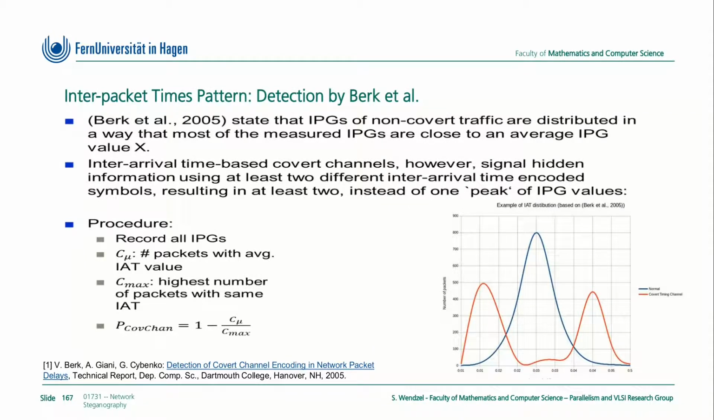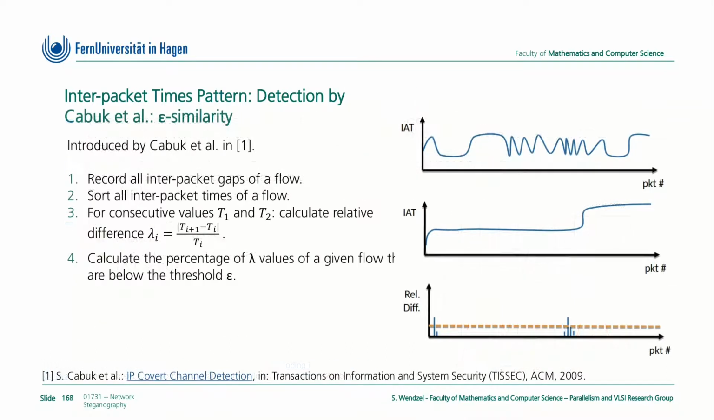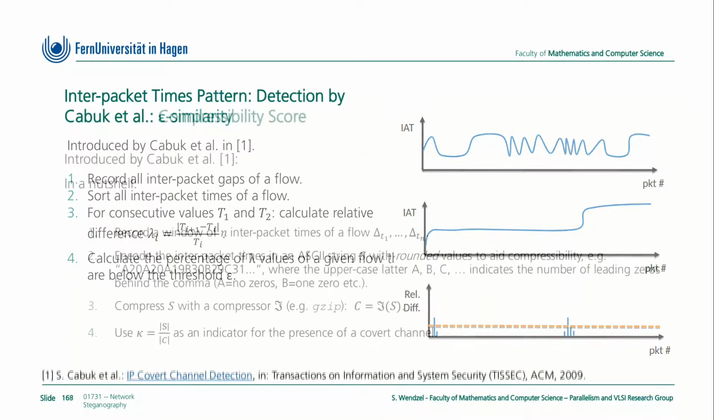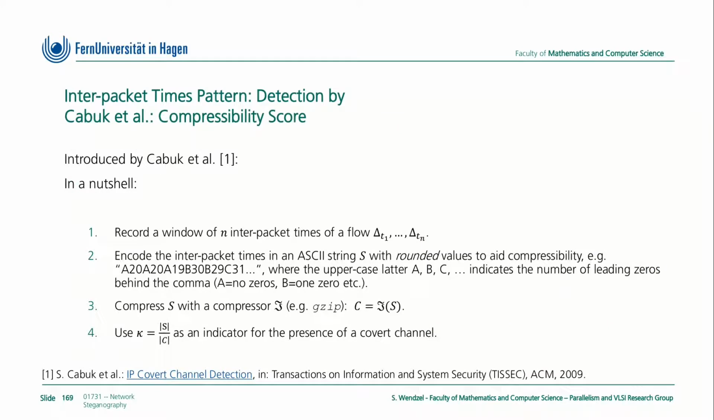I discussed the approach of Berg et al. in the previous video, and also the one on the epsilon similarity and the compressibility score. By the way, we had quite some success when we applied both approaches to different types of covert channels using countermeasure variation. They do not always work well, but if you combine them again as machine learning features, then you get pretty satisfying results.